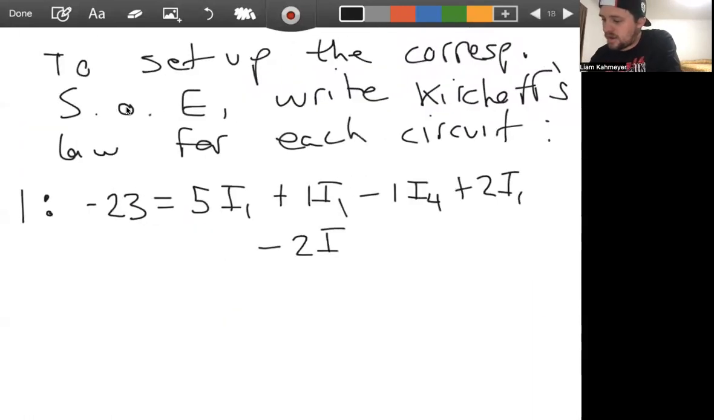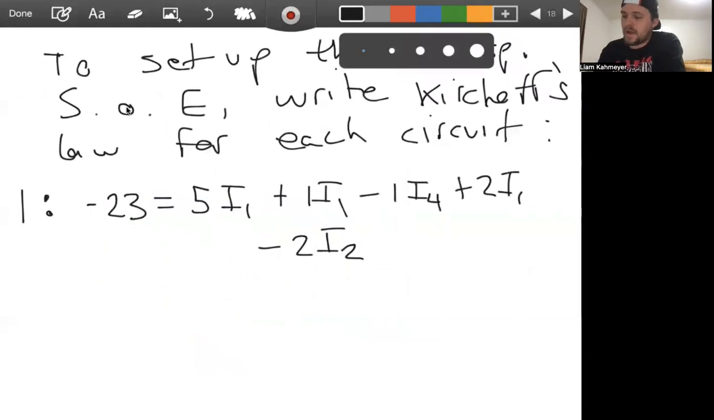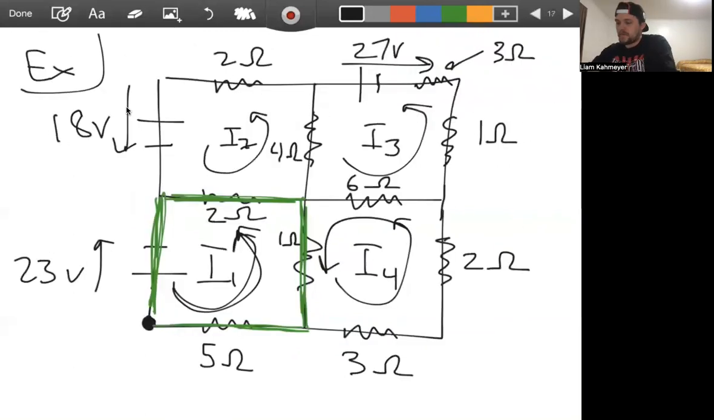Minus 2 I2, right? And then the last piece of getting back to where we started is there's no resistance there, right? And so we've now accounted for the total sum, or we've now written Kirchhoff's law for this first circuit that I've written in green here. You can see we'll combine terms here, like we have 5I1 plus I1 plus 2I1. We'll combine all that later. For now, let's just see if we can quickly write the rest of the equations here.